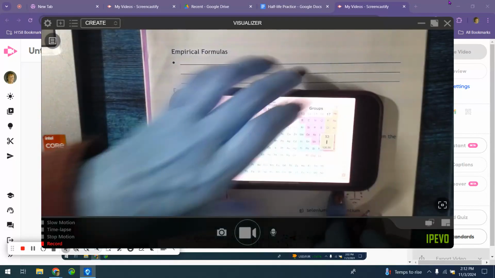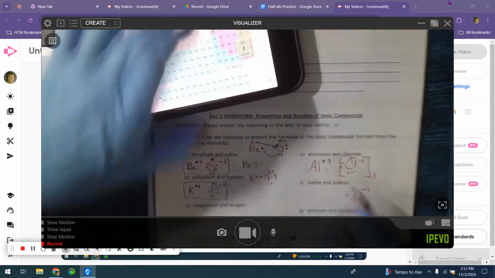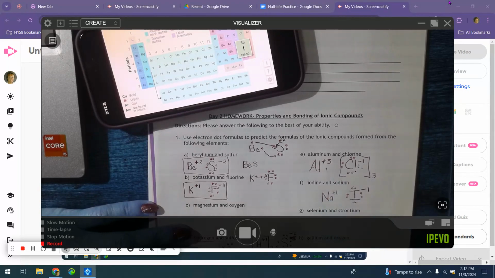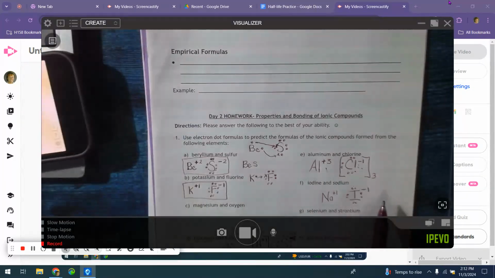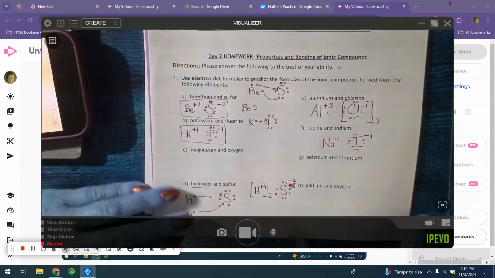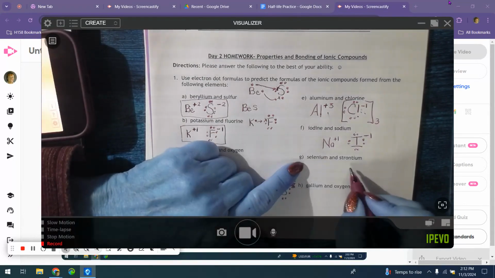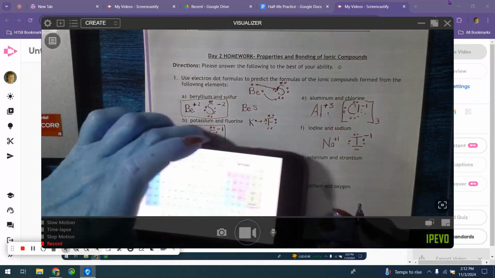Sodium is over here in group 1, meaning it's got 1 valence electron. It's going to form a +1 ion. Check it out. We're done. Sodium's +1, iodine's -1. So it takes 1 of each. Let's look at selenium and strontium, just so we kind of finish this idea.